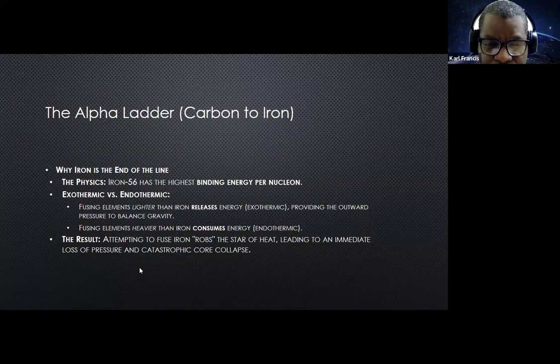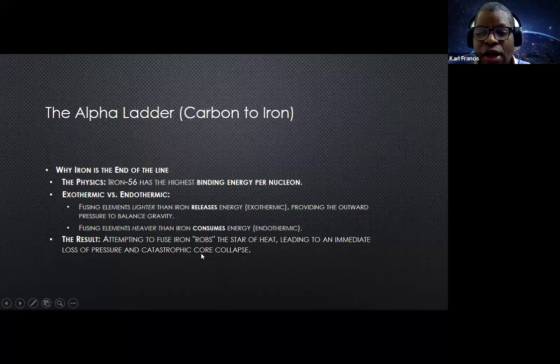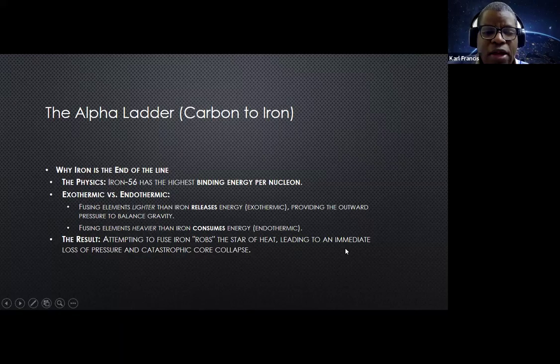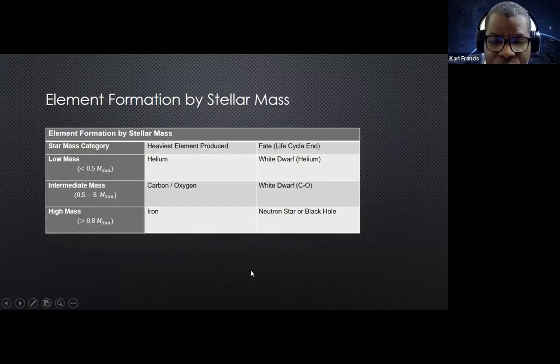Okay. Right. The result is that iron robs the star of all its heat, right? Leading to an immediate loss of pressure pushing outward against the gravitational forces, and a catastrophic core collapse. Right. What happens at that point? Well, let's take a look.